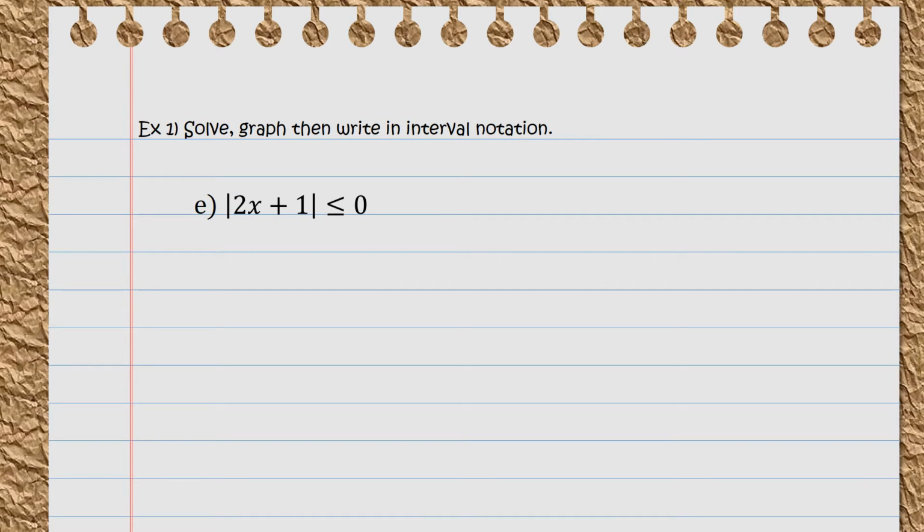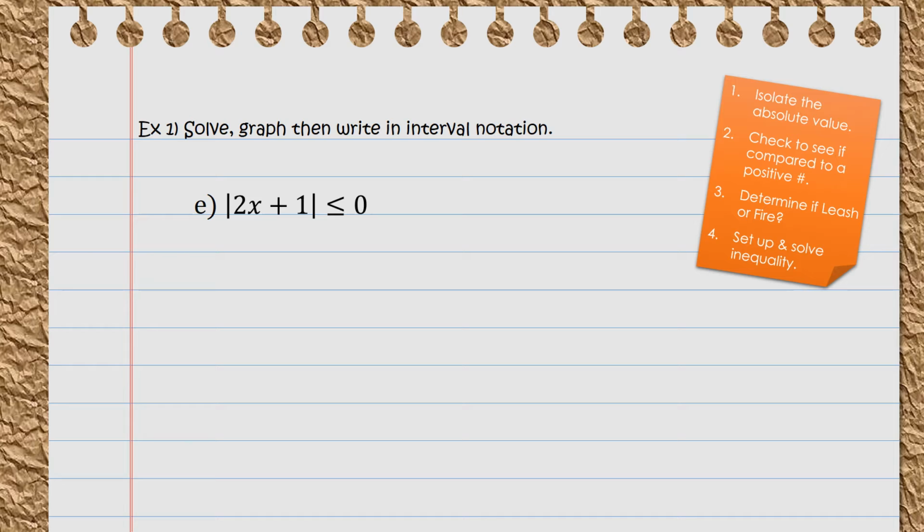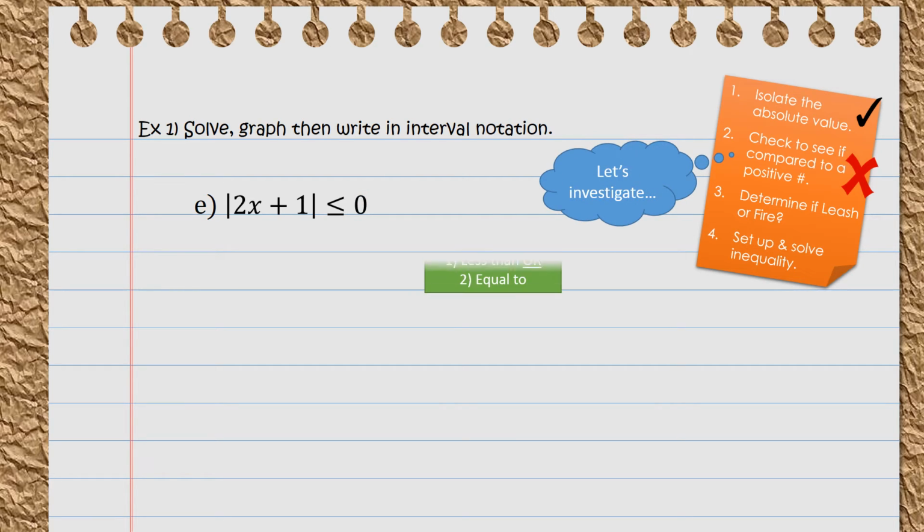Example E. The absolute value of 2x plus 1 is less than or equal to 0. First, we want to make sure the absolute value is isolated, and it looks good. Next, we need to check to see if it's compared to a positive number, and 0 is not positive. So we need to investigate. Looking at the inequality symbol, it is two scenarios. That is a less than, and it involves an equal to.